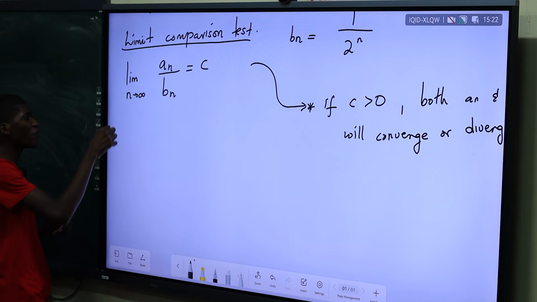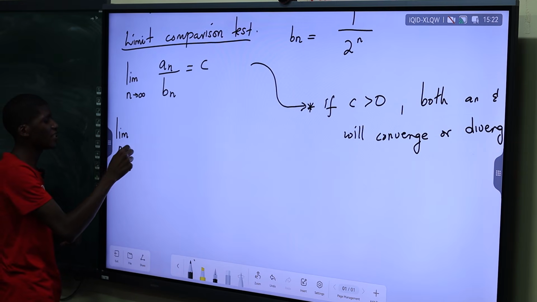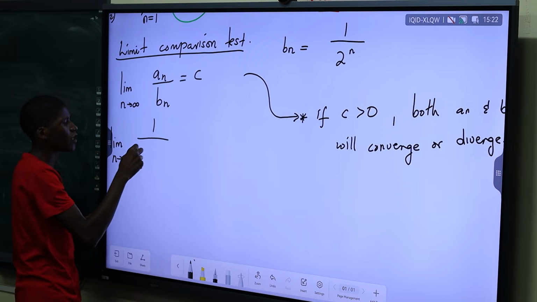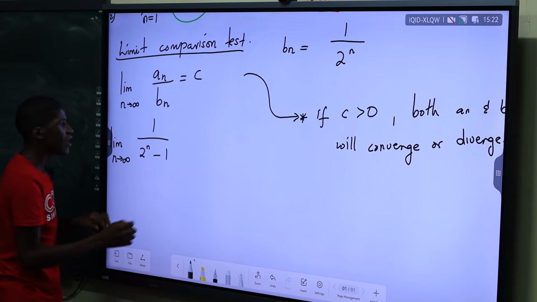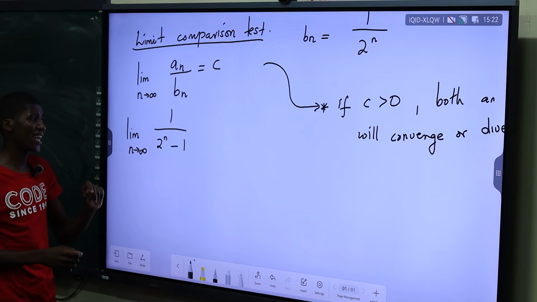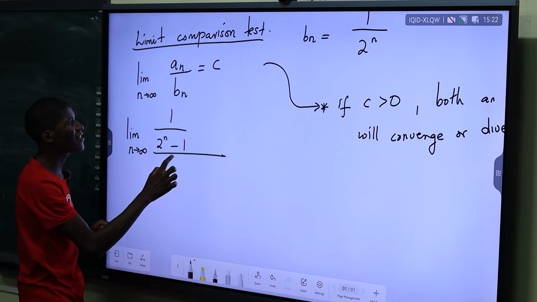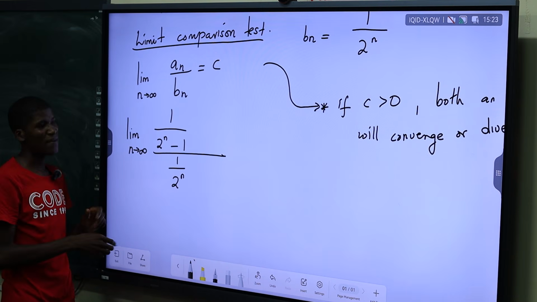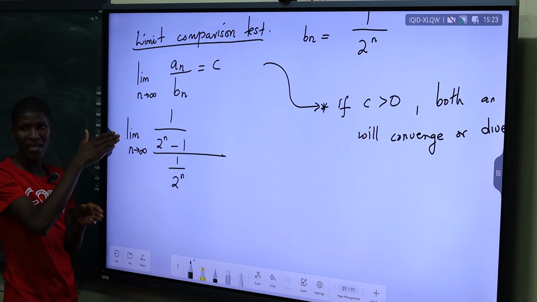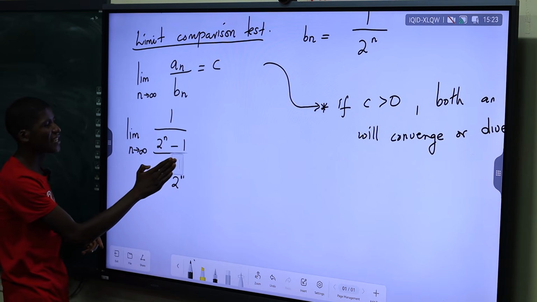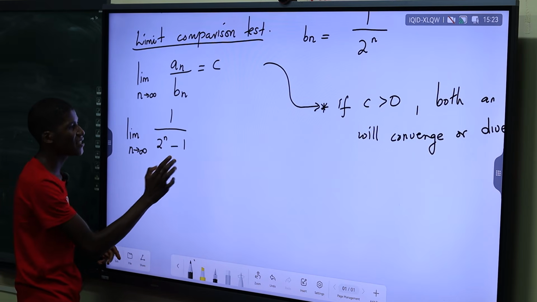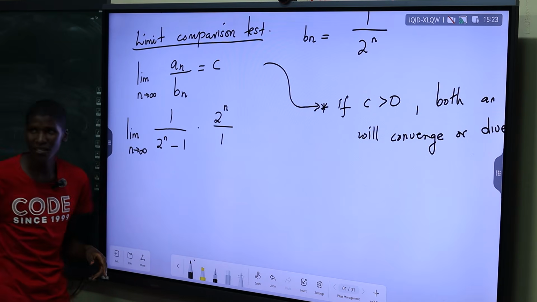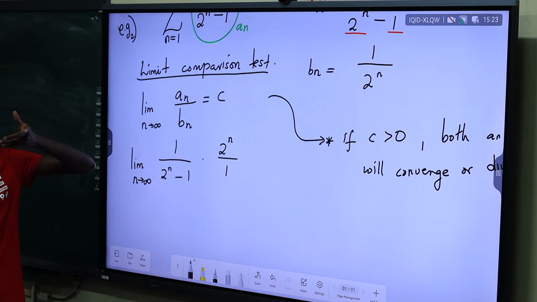So, if we do the limit, for example, we say the limit as n goes to infinity of an, given by 1 over 2 to the power of n minus 1, divided by bn, which is 1 over 2 to the power of n. But it's a bit clumsy, so I will write it as a reciprocal to make things less clumsy. So this is times 2 to the power of n over 1. Is it correct? Yes. It's like an over bn, and then you do the reciprocal.